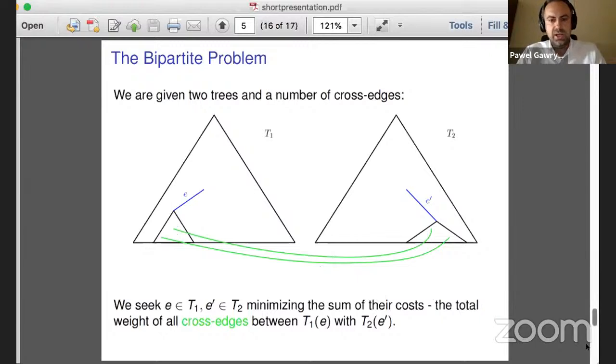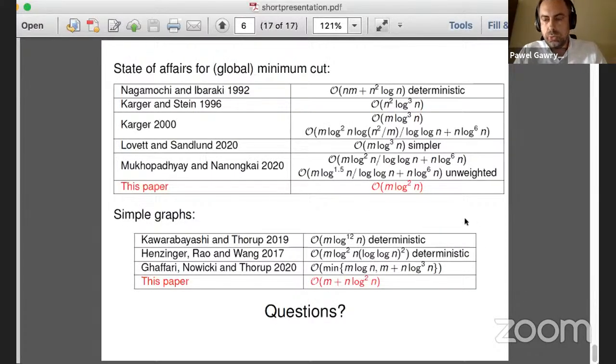Okay, so this is the subproblem, and we came up with some kind of divide and conquer algorithm that can solve this in S log S time, where S is the number of edges and the size of both trees.